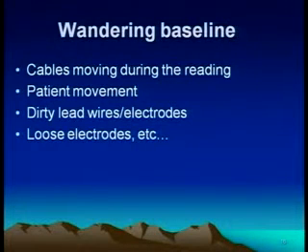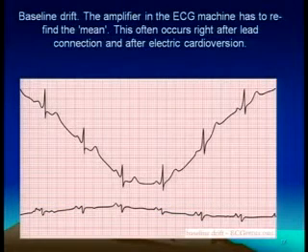You place the cables, and those cables are long wires, and they move even while the tracing is being recorded. Patient movement, of course, will cause movement of the cables. Dirty lead wires, electrodes not cleaned regularly, because that is required. Sometimes the ECG jelly which sticks to the electrodes can also produce such things. And of course loose electrodes, where the staff has not properly attached the cables. All these things can produce such artifacts.